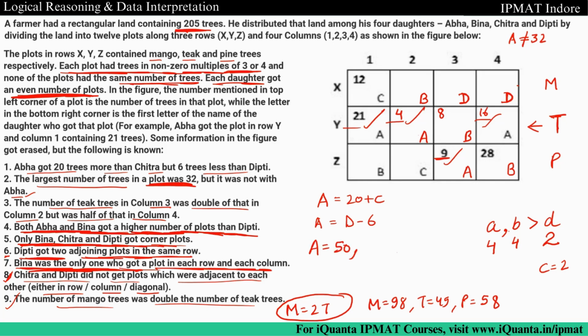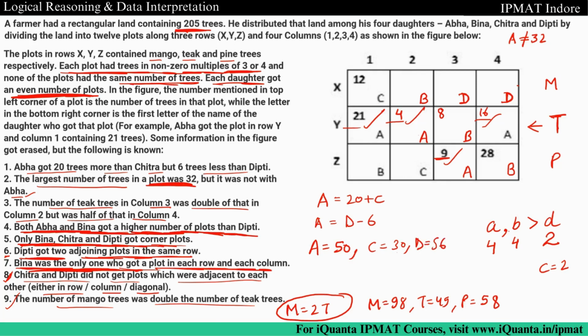So that means we can easily find out the number of trees with Chitra and Dipti, because we have the relation between A, C, D over here using these equations. Okay, so if A is 50, C will be equal to 50 minus 20, so 30. And then using this relation, I can find out the number of trees with Dipti. D will be A plus 6. That means 50 plus 6, which will give me 56.